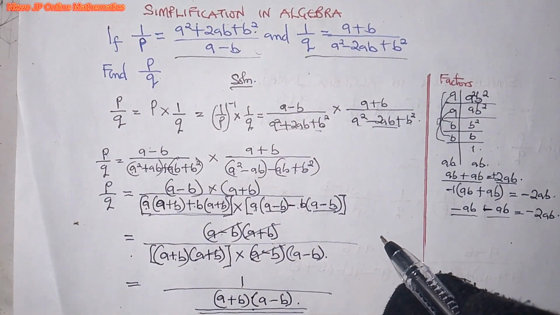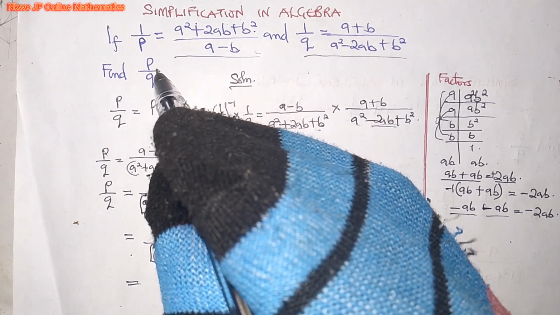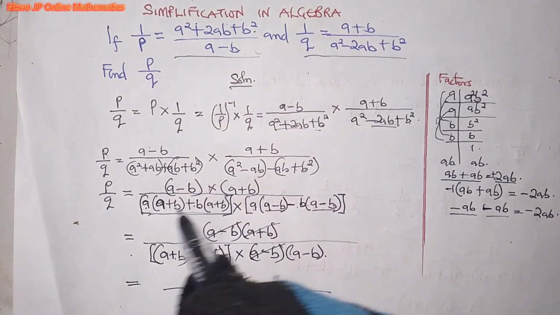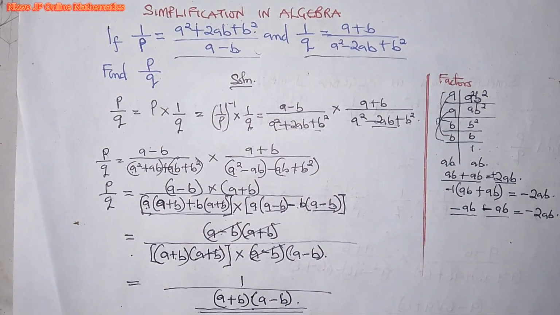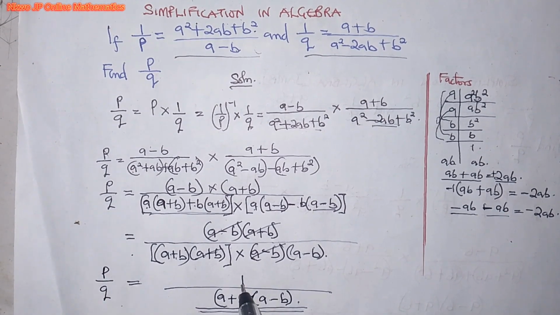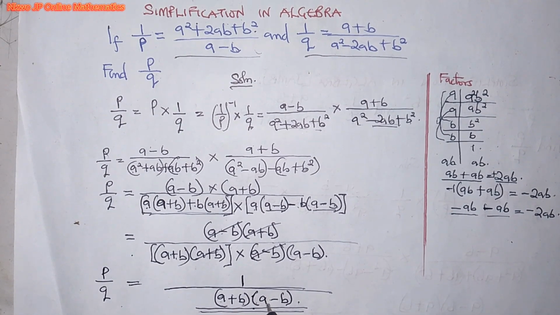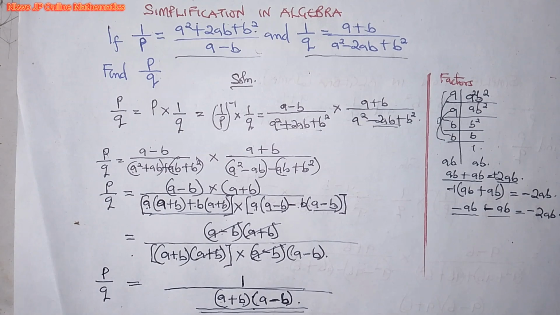We were asked to find the value of p over q, and p over q now becomes 1 all divided by a plus b multiplying a minus b.